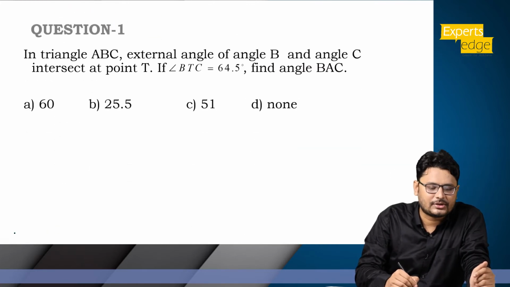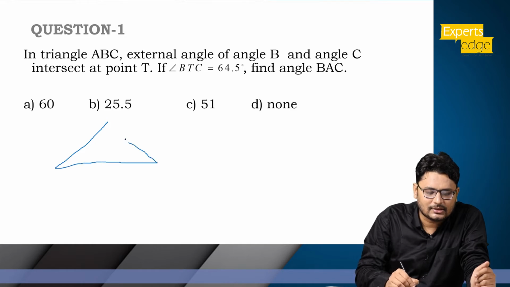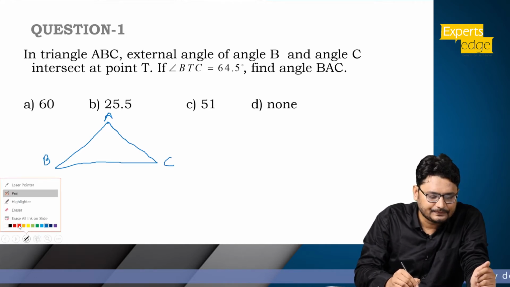Now let's go to the questions. The first question: in triangle ABC, the external angle, it is the external angle. Let me draw it, right, A, B and C. What is the external angle of B?